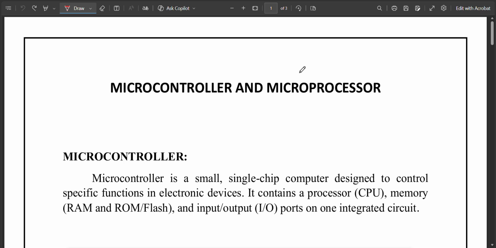In this video, we're going to discuss the microcontroller and microprocessor. This is one of the important topics when you are an AC student or in any other electronics-based domain. So let's dive into the topic.